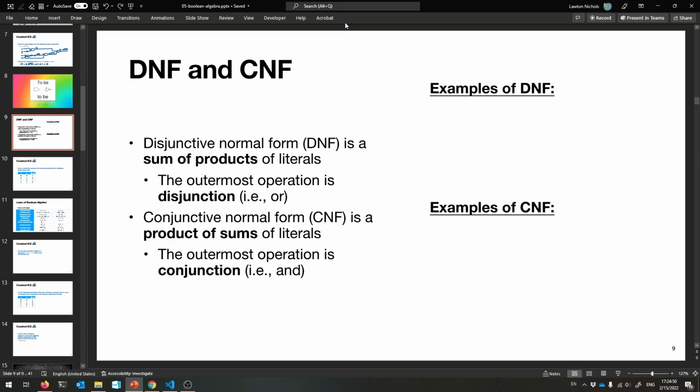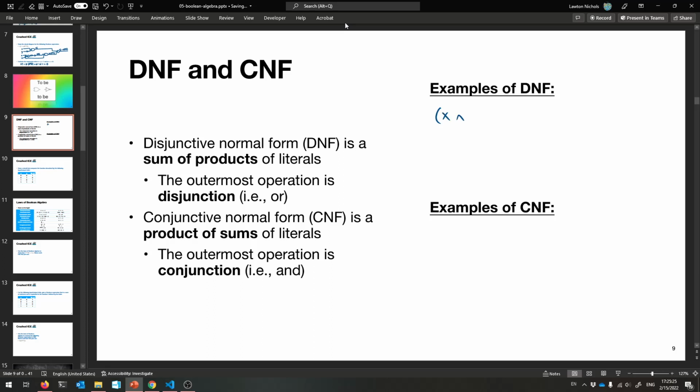That's when you have made a sum of products of literals. You have a bunch of products and you're summing them together, so the outermost operation is disjunction. That's why it's called disjunctive normal form. It's a disjunction of conjunctions. Sorry for all the Latin roots. So here are some examples of DNF. It's just a sum of products, or a bunch of ORs of ANDed stuff.